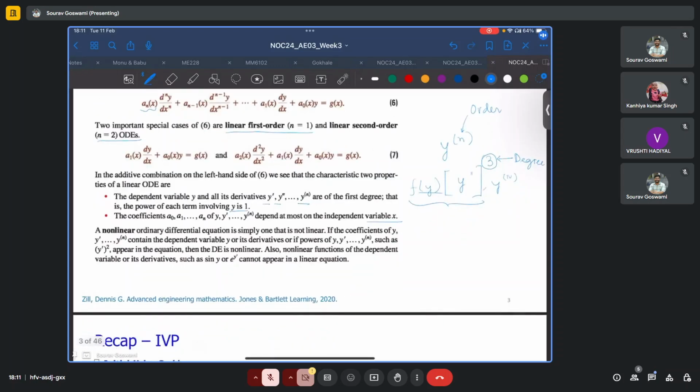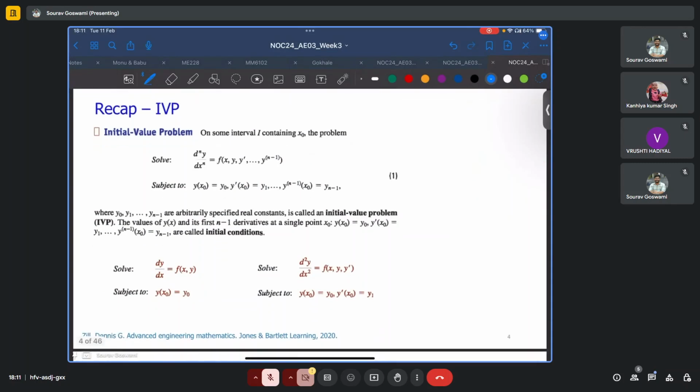Also, other nonlinear functions of the dependent variable or its derivatives, such as sin y or e power y prime, cannot appear in a linear equation.